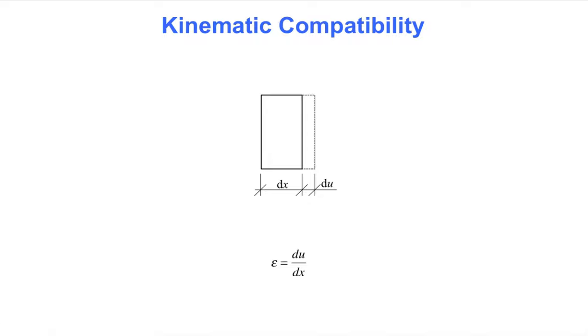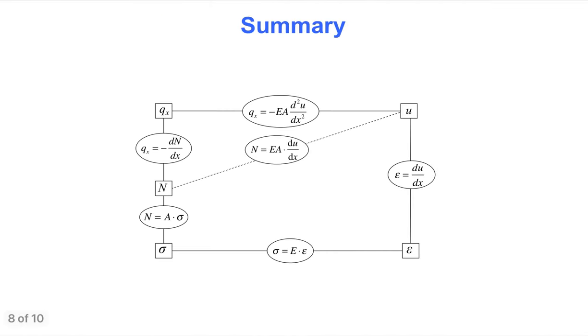The relationship between the strain and the displacement is obtained by reconsidering the infinitesimal portion of the truss member, shown in this figure. The dashed line shows the infinitesimal elongation, named du. By using the definition that strain is elongation divided by original length, the kinematic equation directly appears as shown here. The following slide shows the summary of the equations that we have derived.